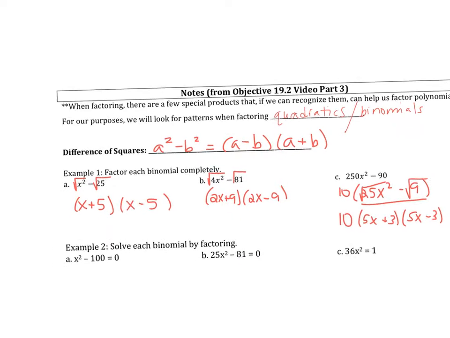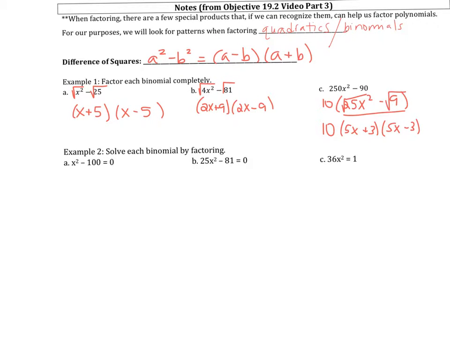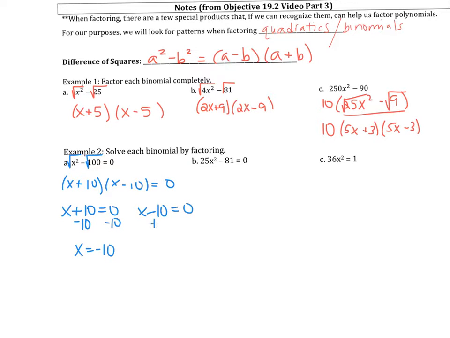So the only difference on example 2 is that we're going to take it one step further. So we notice that a is the difference of two squares, so we're going to do our two sets of parentheses. Take our square root of the first thing, we get x and x. Square root of 100 is 10. We have our plus and our minus, and we have our equal 0 on the end. So just like what we've done in the previous sections, once you're done factoring, we're going to set each factor equal to 0. And then we're going to solve. So we'd subtract 10, so x equals negative 10, and add 10, so x equals positive 10.